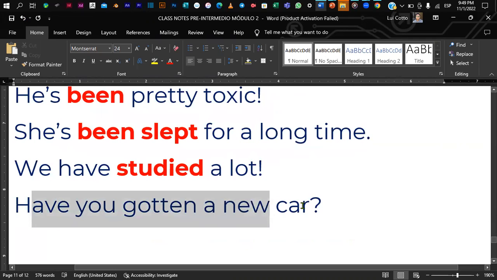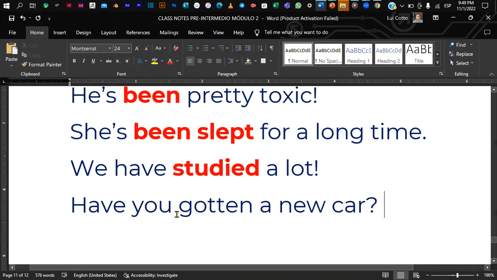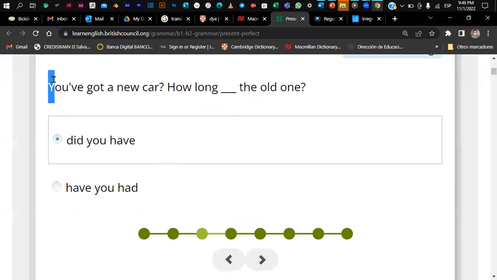Has comprado? Or has adquirido? No comprado, right? Adquirido. But British people use this: you've got a new car? Okay, that is British.